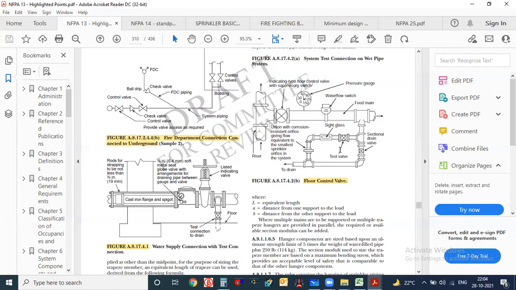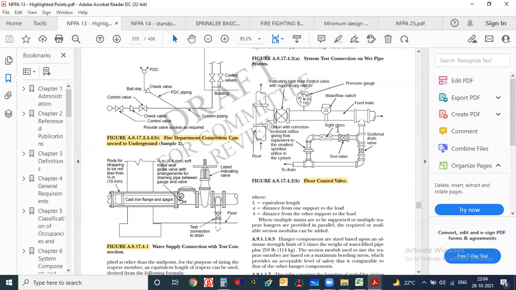Or you can also drain out the water. Suppose one test line or drain line is given here. If I close this zone control valve, I can easily flush out or drain the water from this particular floor, and again I can test whatever I need. Suppose a pipe is broken, or a sprinkler is not working, or there are any problems. So the zone control valve is the most important.